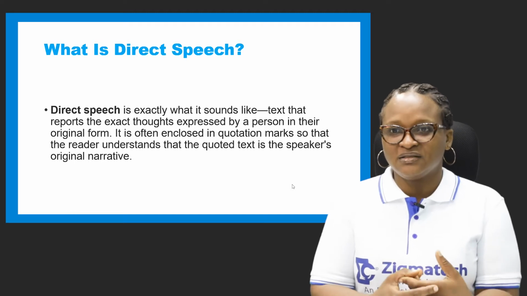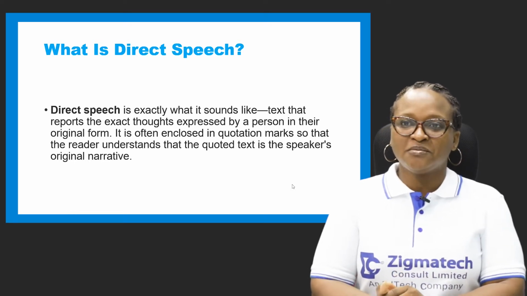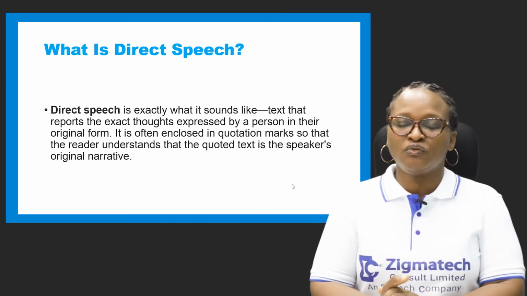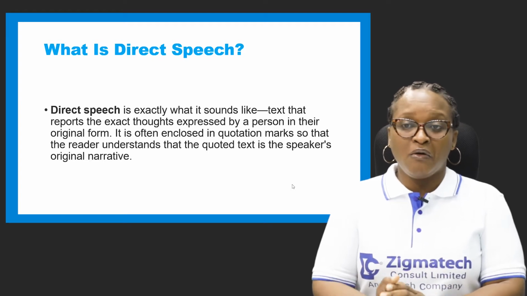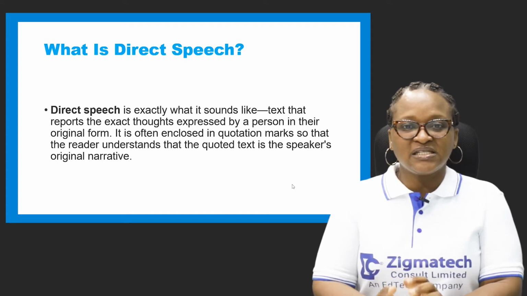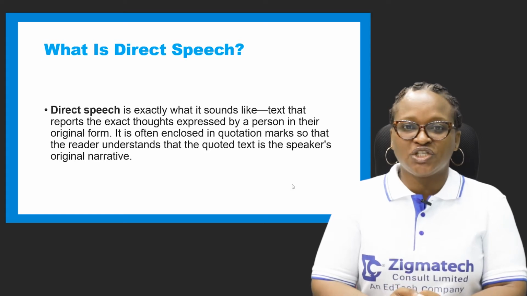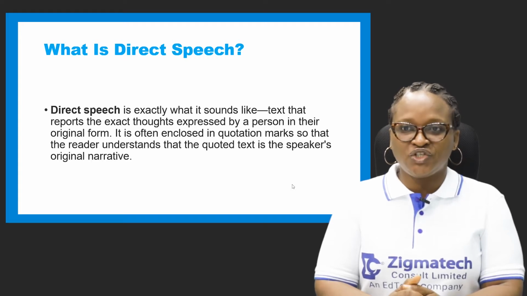What is direct speech? You will agree with me that it will be out of place for us to just delve into examples of direct speech or indirect speech, or rather, let's say, converting direct speeches to indirect speeches without, first of all, getting the definition of these keywords. Now, when we talk about direct speech, a particular keyword should come to mind, and that is quoted speech.